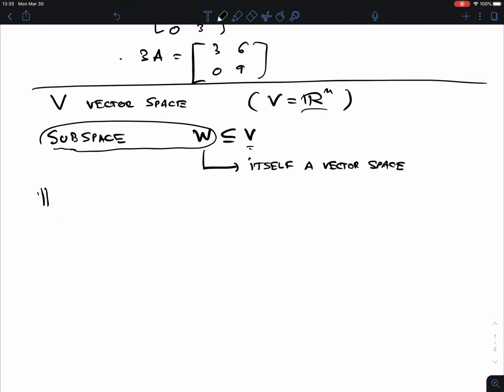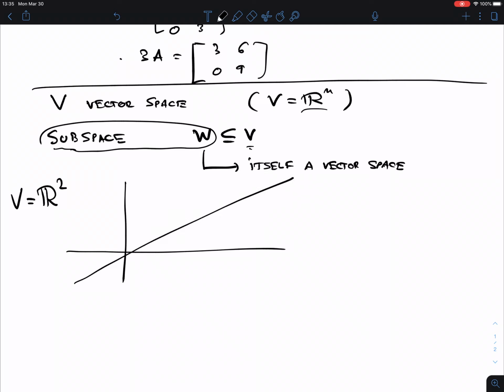Let's take R square. The vector space is R square. And let's look now at a line through the origin. So this is a line here, and I claim this line is a subspace. So L is a subspace. Well, what we need to do is check that it is a vector space itself. In other words, we have to check. So what does this mean? Well, it has to be closed under addition, which we just write plus, and closed under scalar multiplication.